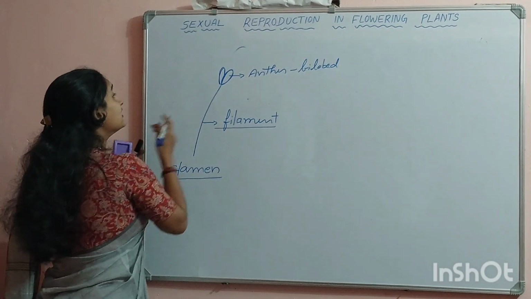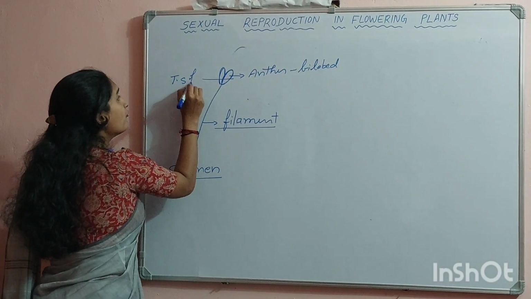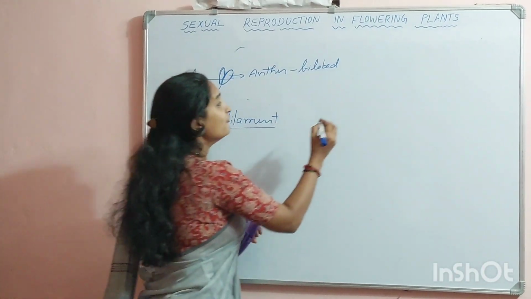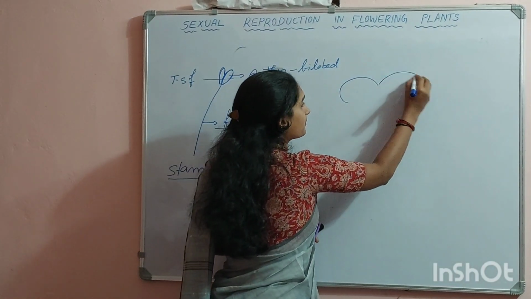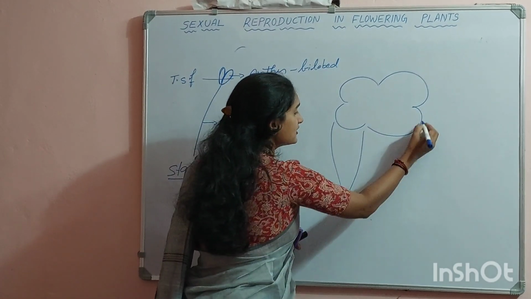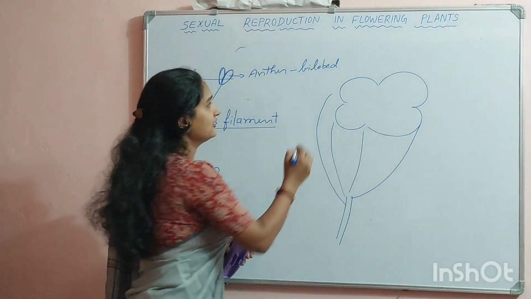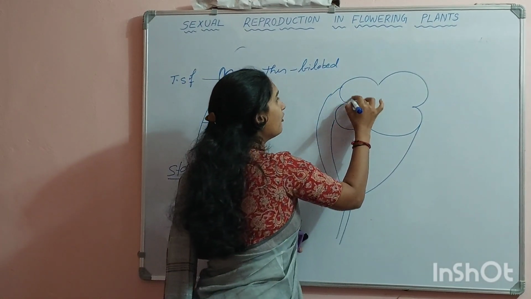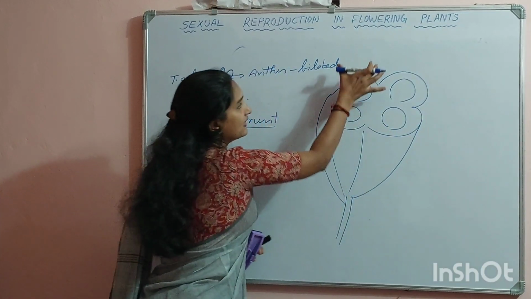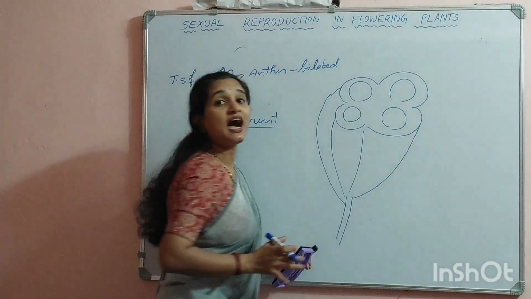So let us take the transverse section, the TS, of the anther. When we take the transverse section of the anther, we get this kind of structure. I have taken the transverse section of the anther. This is one lobe and this is another lobe.